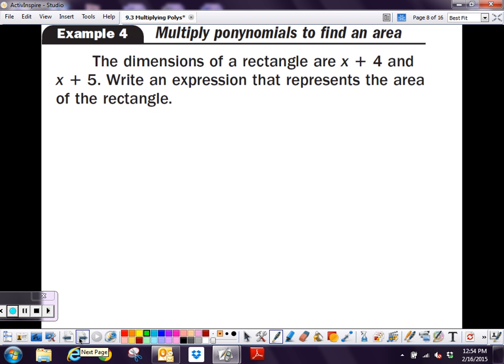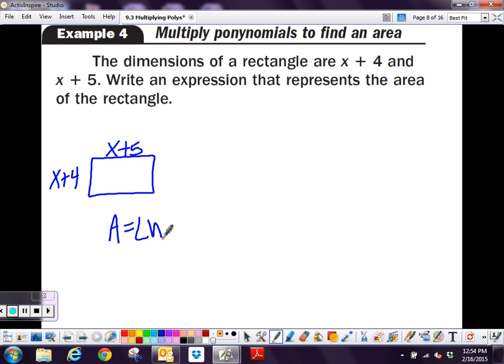Okay, let's look at this. The dimensions of a rectangle. Okay, so we have a rectangle. The dimensions of this rectangle are x plus 4 and x plus 5. Write an expression that represents the area of the rectangle. Okay, so let's think about how we get area. Area is length times width. Okay, so let's take the length. So let's say x plus 5 and then times x plus 4.